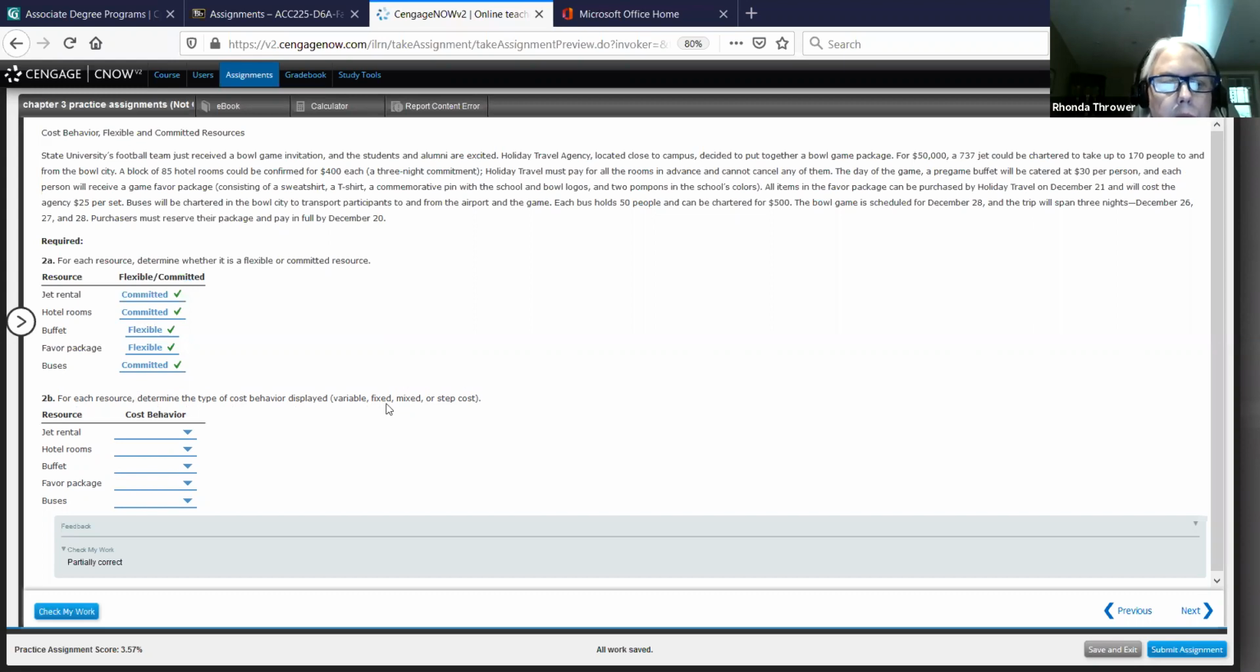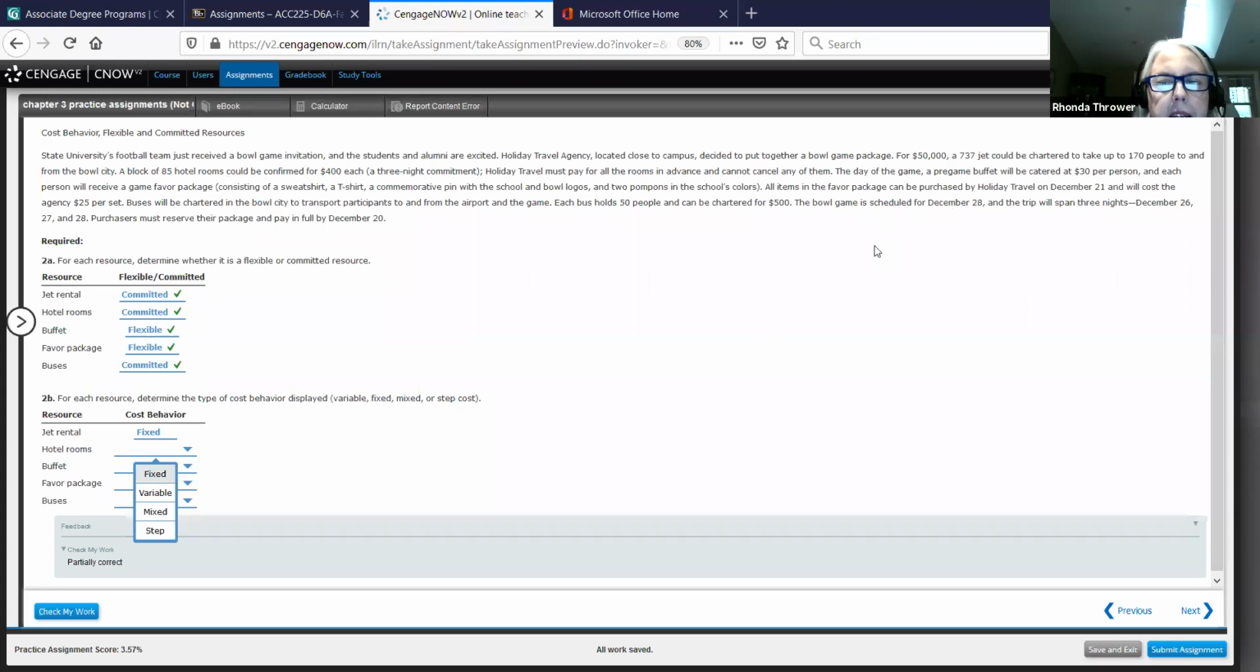Is it variable, fixed, mixed, or what we call a step cost? Well, we've already said that the jet rental is going to be chartered, whatever the jet rental cost us. That $50,000, I guess, was the jet rental, is the fixed cost. So this is a fixed cost. My hotel rooms are also a fixed cost. The hotel rooms are $400 each.